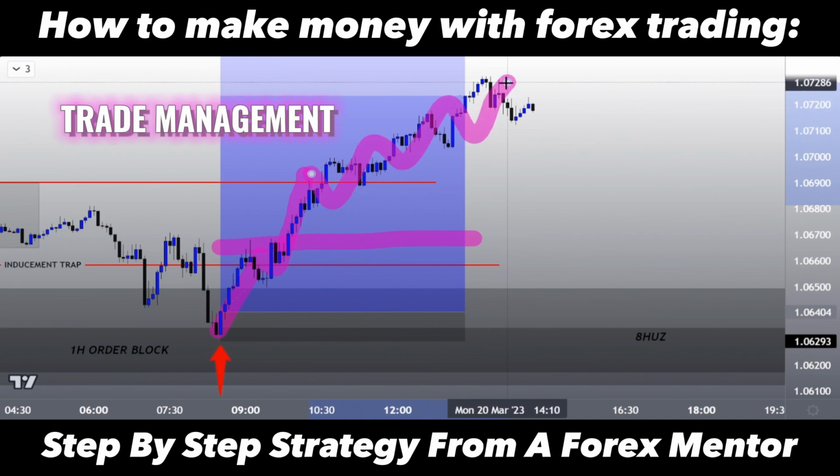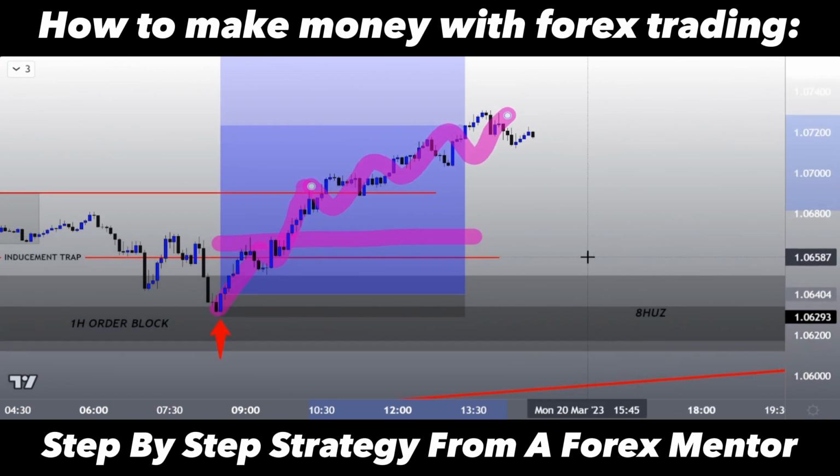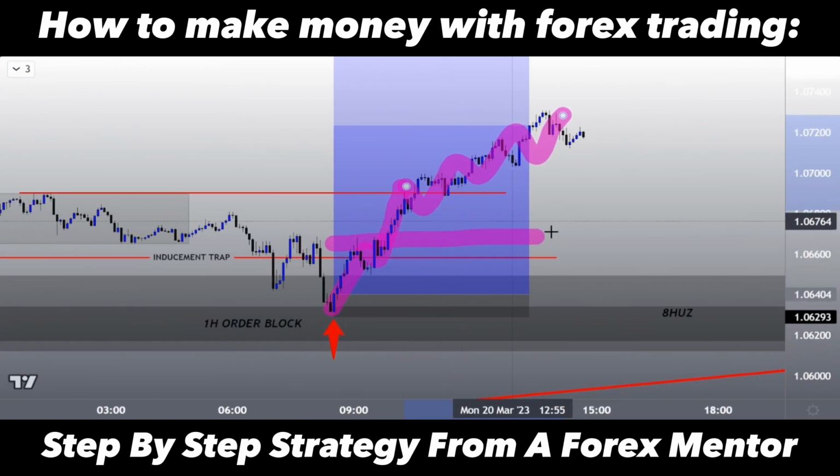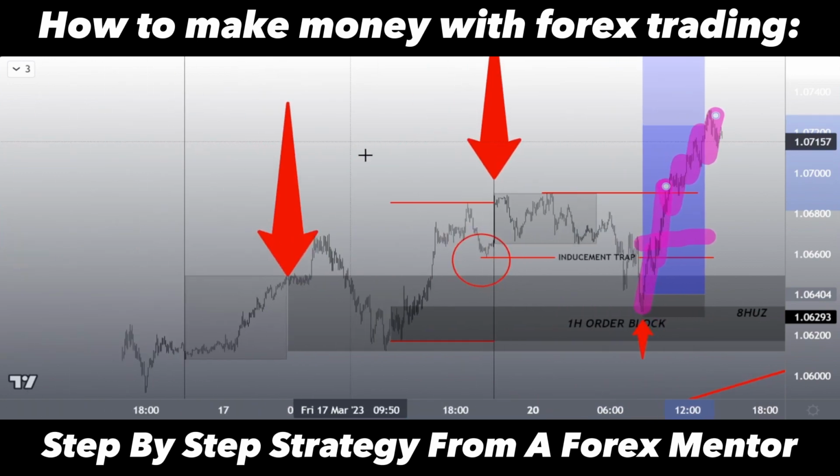There are many ways to secure profit. You could have secured profit at the Asia high, but if you want to hold trades for longer, you just secure the price halfway in order to let the price have enough room to actually maneuver and monitor it as it continues to go to the upside.